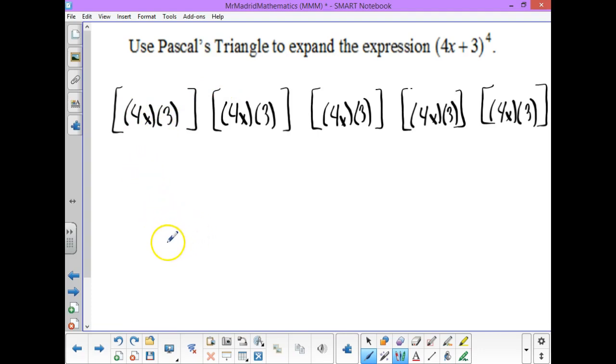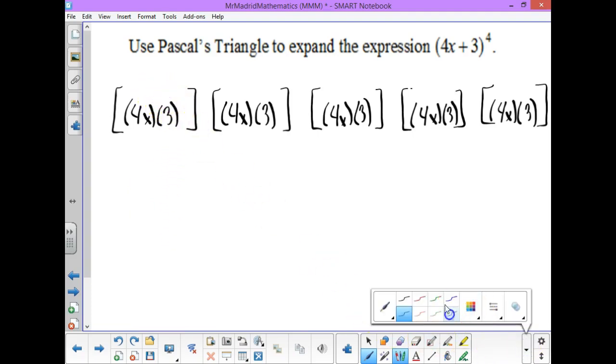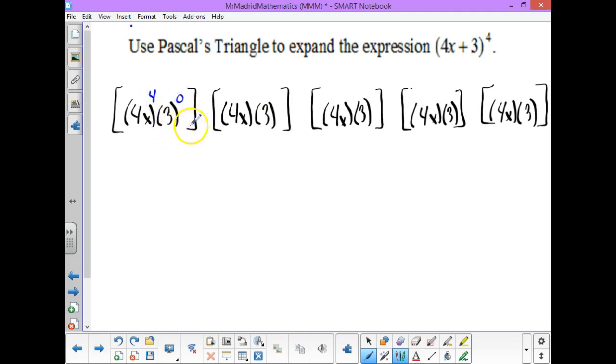Now the next thing you want to do, I will do it here in a different color, is start off with this highest exponent here and 0 there. What's going to happen is he's going to decrease by 1, he's going to increase by 1, so this one becomes 3, 1, this one becomes 2, 2, this one goes down to 1, this one goes up to 3, and lastly this one goes down to 0, this one goes up to 4. Now this is the link with Pascal's triangle, and I'll show you there in a bit.